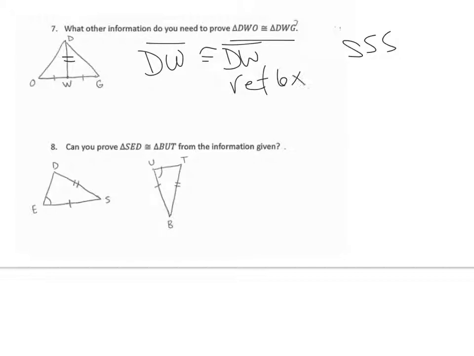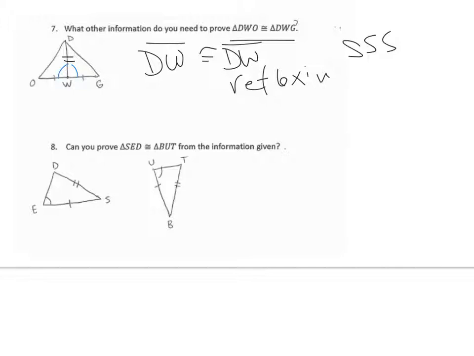Okay, if I were to use side, side, side, I know that DW is congruent to DW because of reflexive, but I don't have that these two sides are equal. So I can't do side, side, side. If I do side, angle, side, I would have to know that these two angles are congruent. It looks by the drawing like they are congruent, they're right angles, but we can't assume anything.